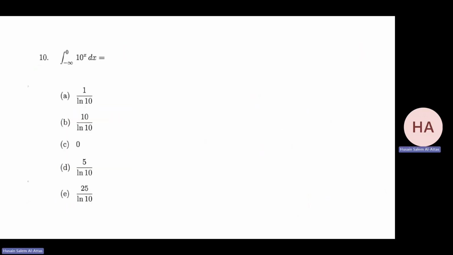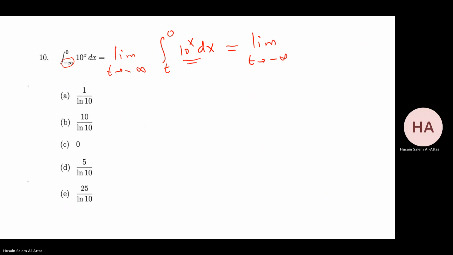Let me do this one, then I will stop. I have a problem just with minus infinity. So I have the limit as t goes to minus infinity of the integral from t to 0 of 10 to the power x dx. What's this integral? Easy one. That will be 10 to the power x over ln 10, from t to 0.